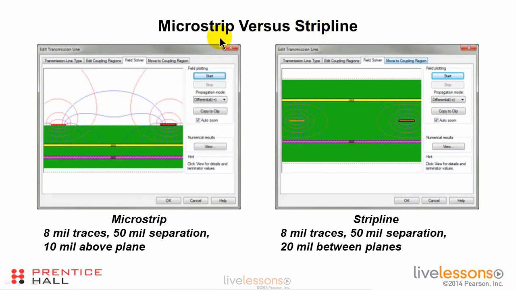Microstrip versus strip line. Here's a microstrip situation. We have 8 mil traces, 50 mil separation, and 10 mils above the plane. Relatively close. But here's what the electromagnetic fields look like.